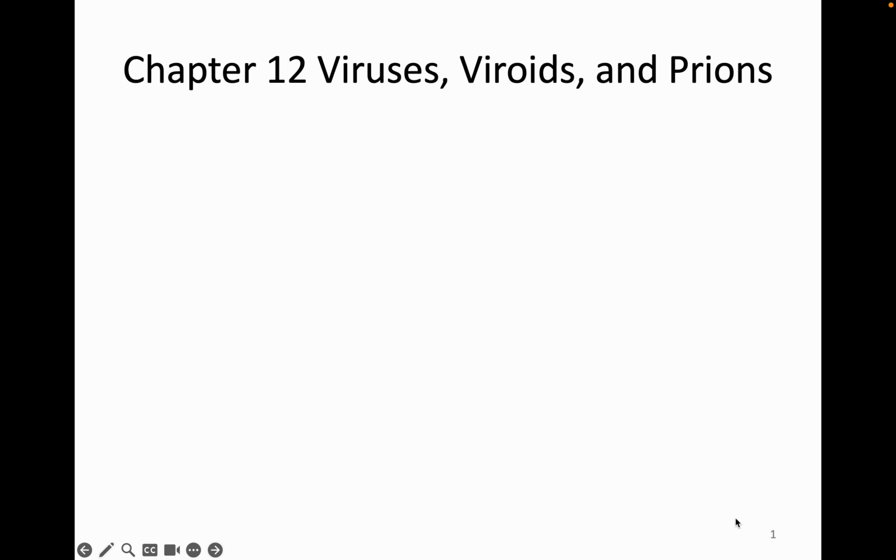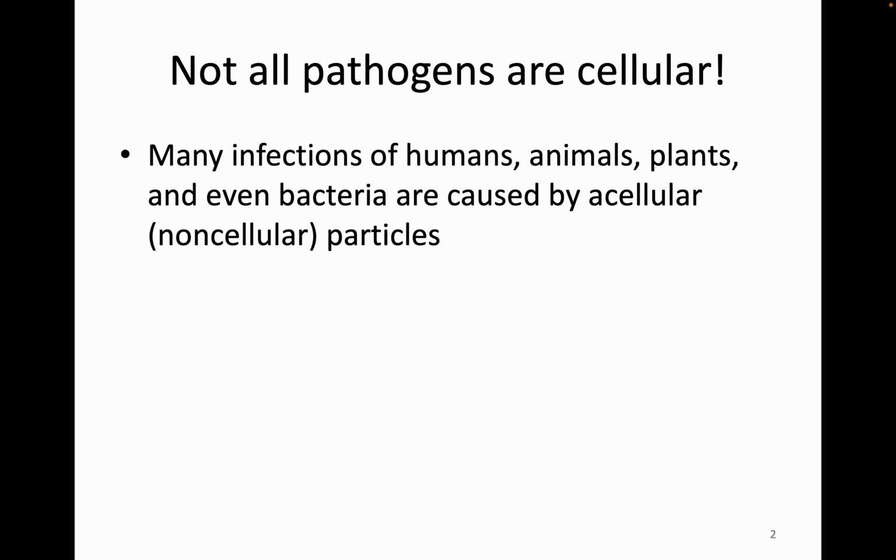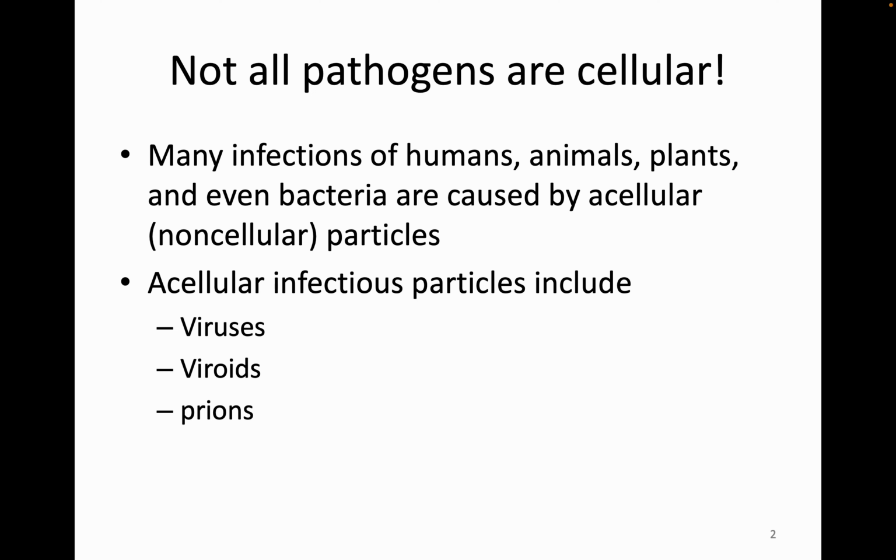All right, today we're going to talk about Chapter 12, the non-living pathogens: viruses, viroids, and prions. Not all pathogens are cellular. Many infections of humans, animals, plants, and even bacteria are caused by acellular or non-cellular particles. These are non-living pathogens. Acellular infectious particles include viruses, viroids, and prions.